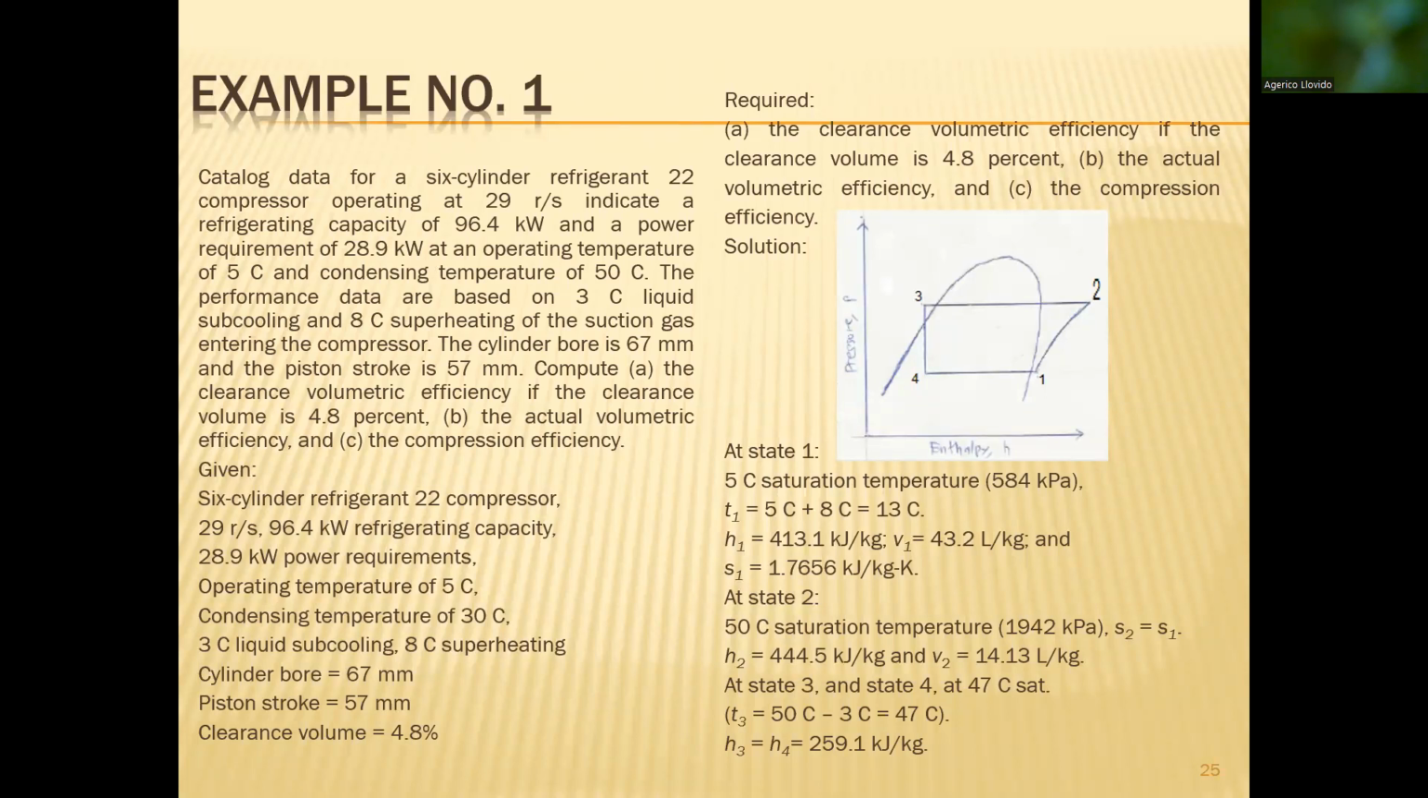Given is a 6-cylinder refrigerant 22 compressor running at 29 revolutions per second.